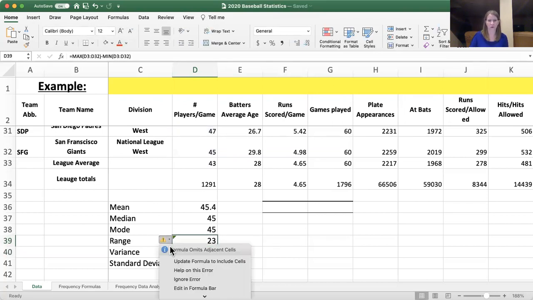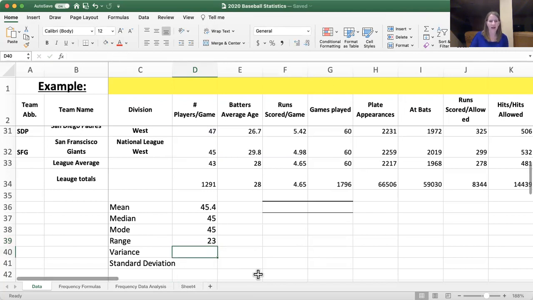And again, we're going to get that error. It's telling us that you didn't include 33 and 34, and we don't want to because that's the average and league totals. So we're just going to, again, ignore that error. So that's pretty simple. So next we've got our variance.